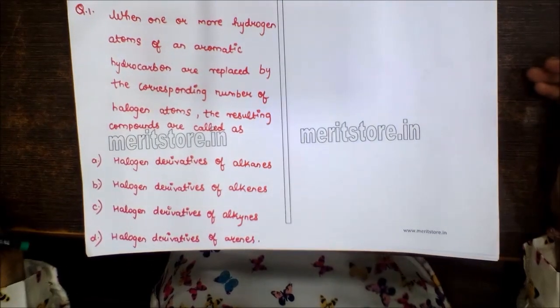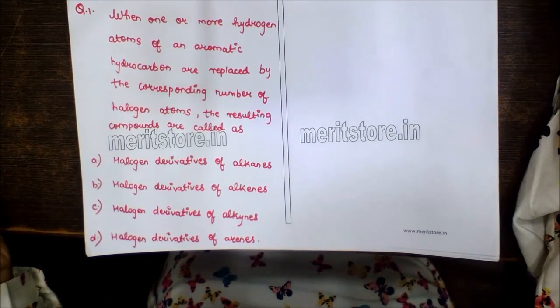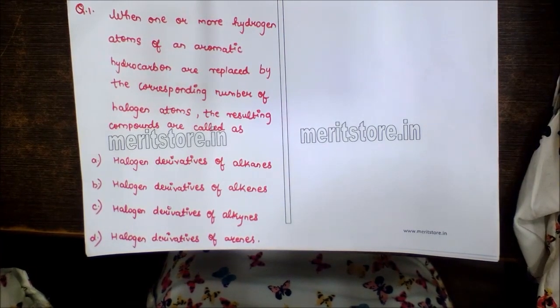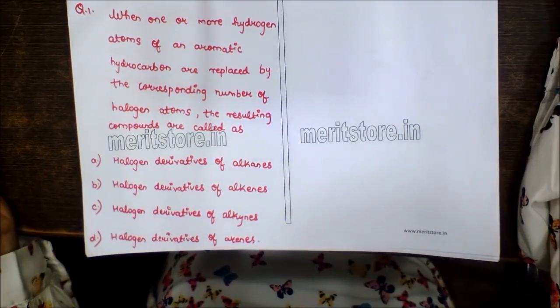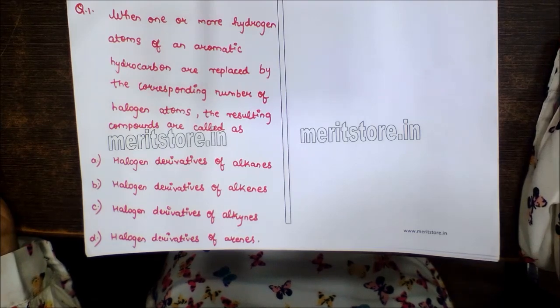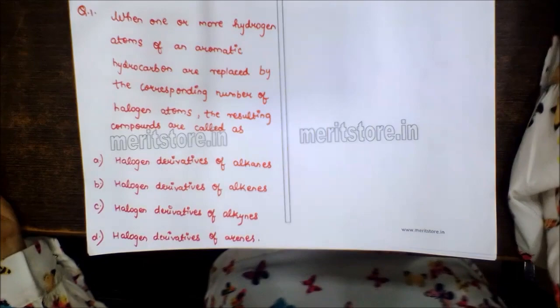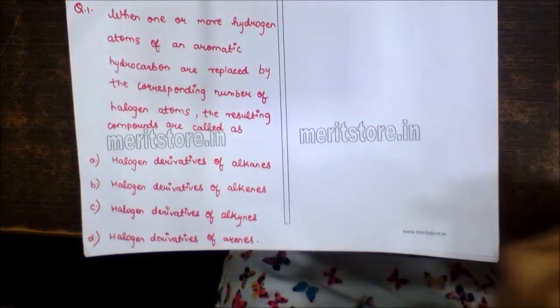Question 1. When one or more hydrogen atoms of an aromatic hydrocarbon are replaced by a corresponding number of halogen atoms, the resulting compounds are called: A. Halogen derivatives of alkanes, B. Halogen derivatives of alkenes, C. Halogen derivatives of alkynes, D. Halogen derivatives of arenes.